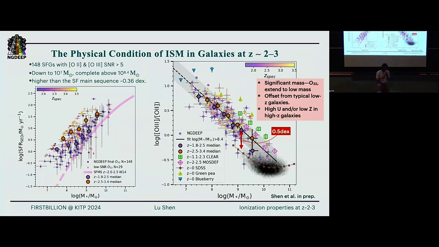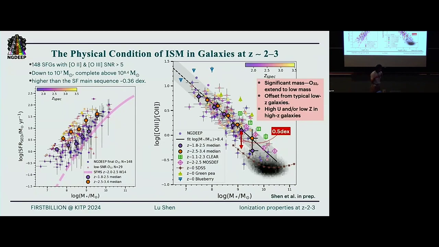For this short talk, I want to introduce how we study the O3 versus O2 ratio for star-forming galaxies at redshift 2 to 3, about 148 galaxies. Here is the stellar mass versus star formation rate plot. We have galaxies down to 10 to the 7 solar masses, and the median is around 10 to the 8.4, 8.5 solar masses. We're really going down to low mass galaxies.